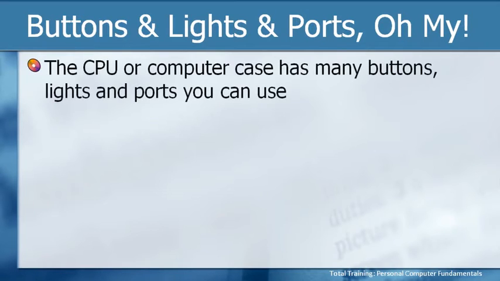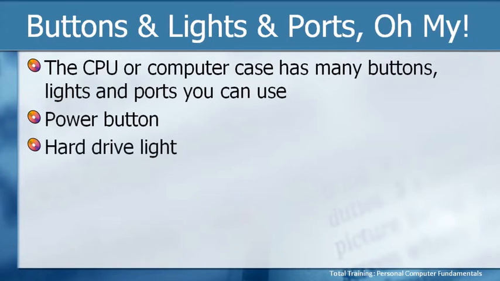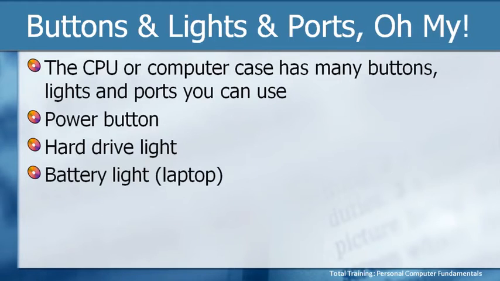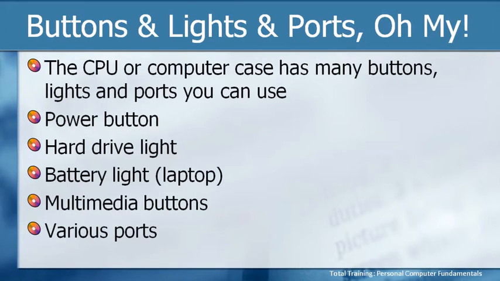The CPU, or computer case, will actually have many different lights, buttons, or ports that you can use. Typically, a laptop is actually going to have more than maybe a regular desktop CPU. You're going to have something like the power button. You always have to have one of those. You'll probably have a light that represents your hard drive. You'll have a battery light for your laptop. You might have multimedia buttons. And you're also going to have various different kinds of ports.